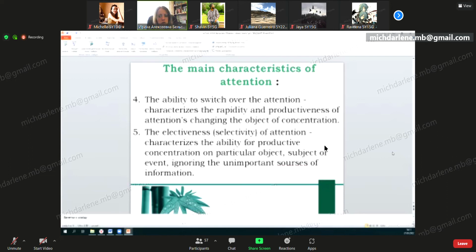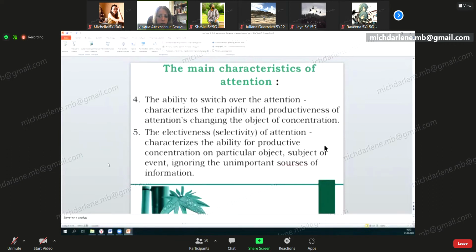And the last one is switchover of attention. Switchover of attention, it's a psychological phenomenon which characterizes the rapidity and productiveness of attention changing the object of concentration: how quickly and how well can you change your activity from one kind to another, and how quickly, for example, can you find the answers for different questions, how quickly can you analyze literature and use your phone and so on. There are 5 characteristics: stability, selectiveness, concentration, switchover, and volume of attention.